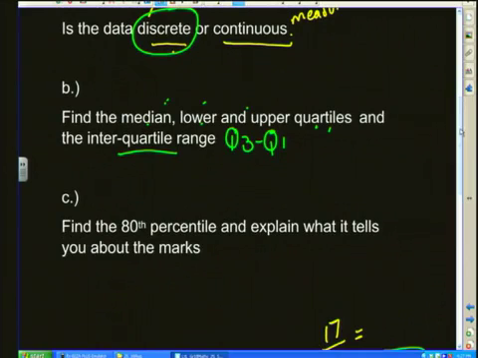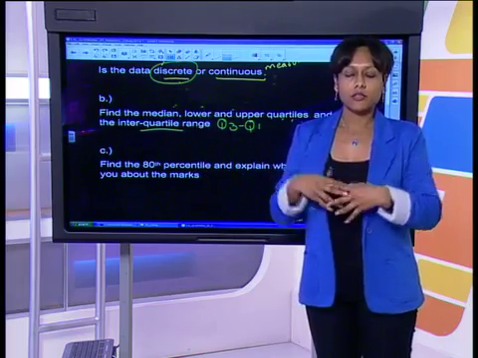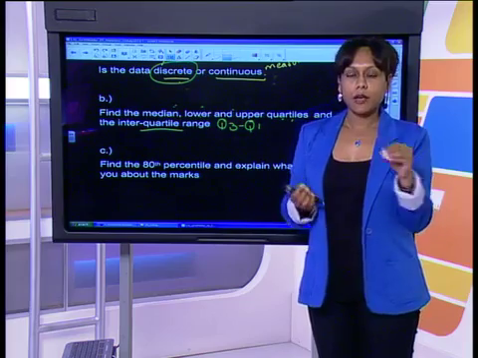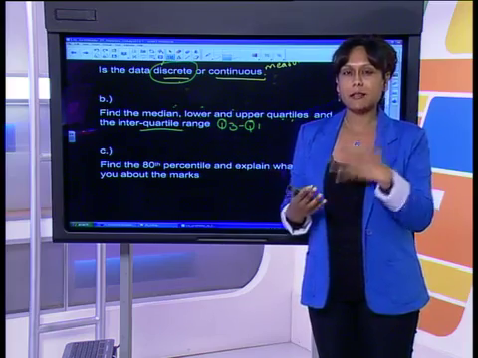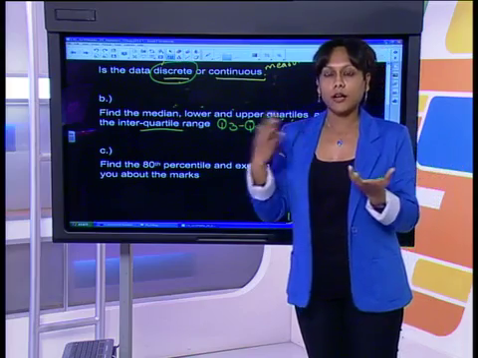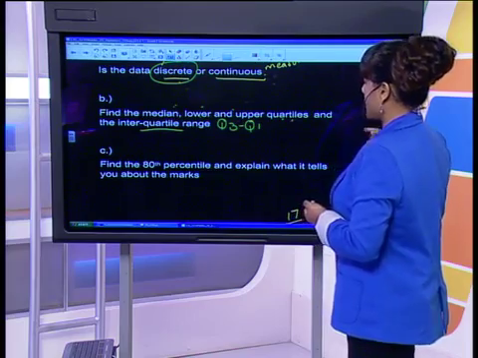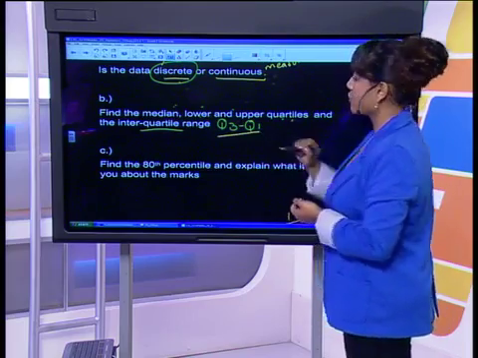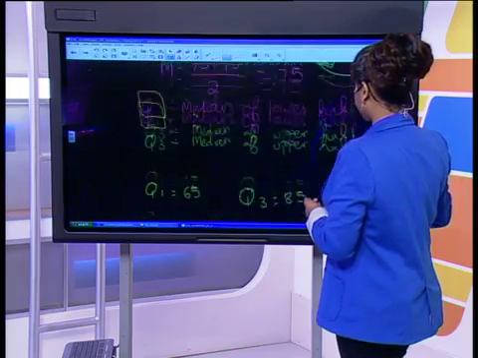But remember, the key is when you've just got a list of numbers given to you and you've got discrete data, you have to first order that data before you can work out your median, and then before you can work out your lower quartile and your upper quartile, and our interquartile range, which is the difference between the upper and lower quartiles. Let's have a look at that one.